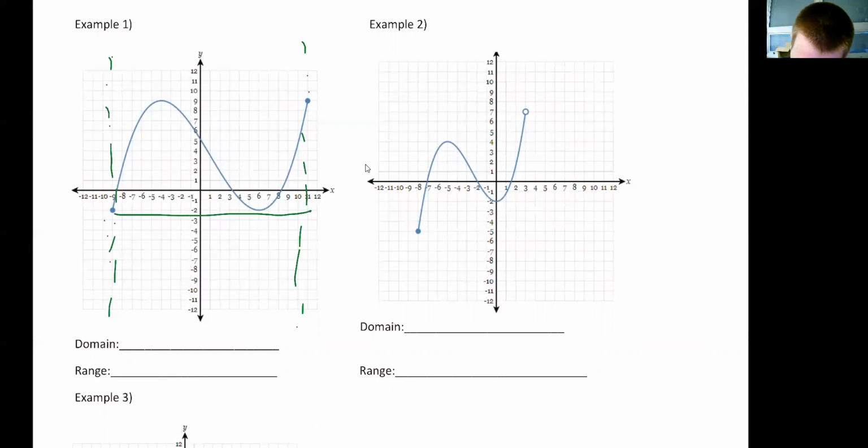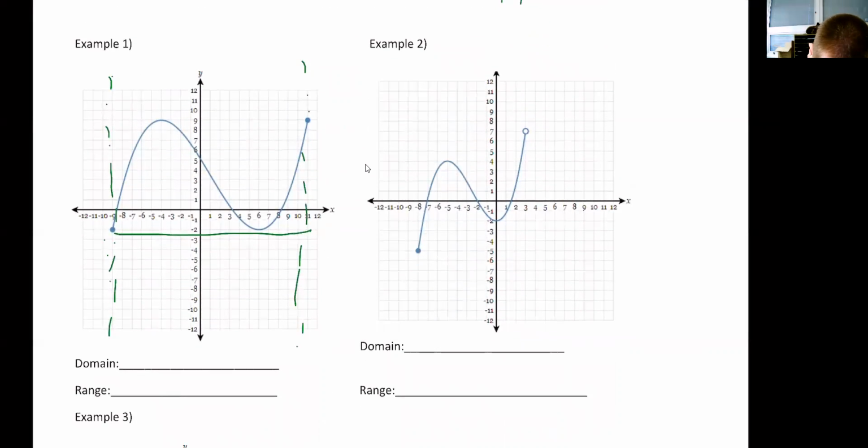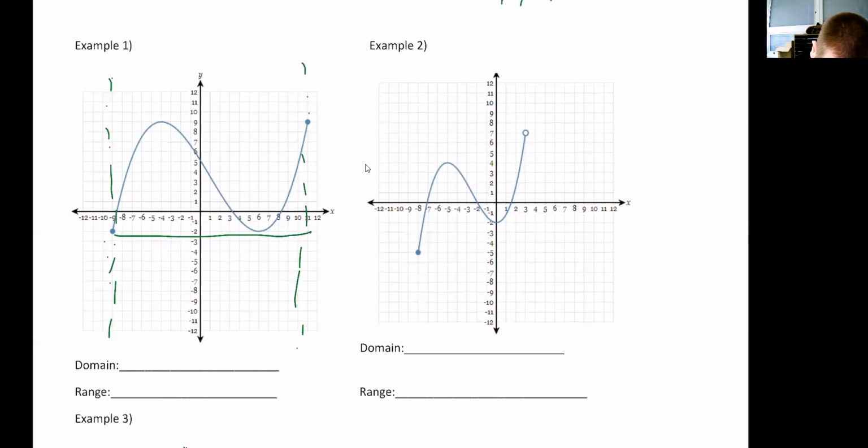So if you remember from above, we're going to use those square brackets. So my domain is square brackets, from -9 to 11. It's everything between them. That's what these brackets mean. That's saying everything from -9 to 11 is part of my domain.